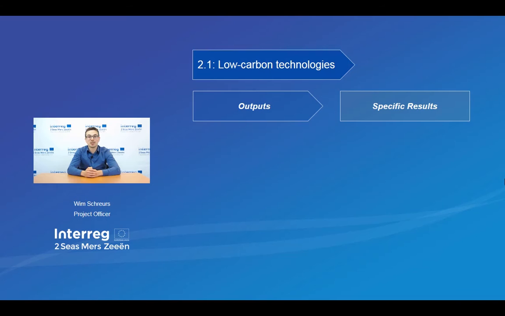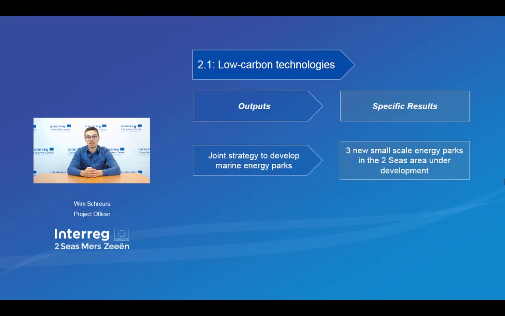To give you an example, still in the specific objective of increasing the adoption of low carbon technologies, the outputs that you could imagine for a project in this objective is first of all a rather soft output, developing a joint strategy to develop marine energy parks. It's a very concrete output, a concrete thing that you deliver, and this will lead to some short-term benefits, being that there are 3 new small-scale energy parks in the 2Cs area that are being developed.